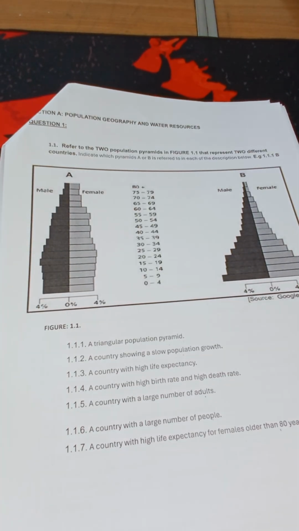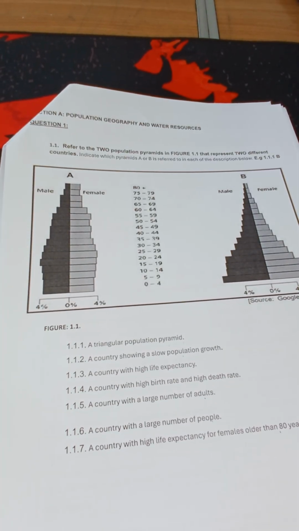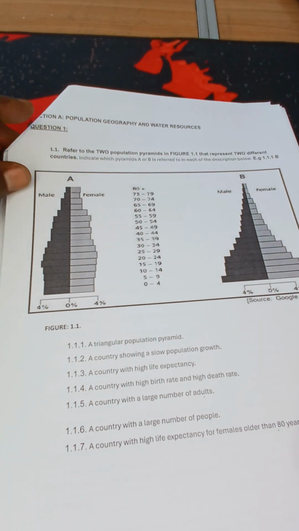I'm going to go through this population geography. I'll do 1.1 and 1.2 on one video, then I'll move on to do 1.3 on its own, 1.4 on its own, 1.5 on its own separately. I'll move on also to water resources, 2.1 and 2.2, one video, 2.3 separately, 2.4 separately, and 2.5 separately. This will take me to the end of our paper 2. Let's go through it so that we do not waste our time.